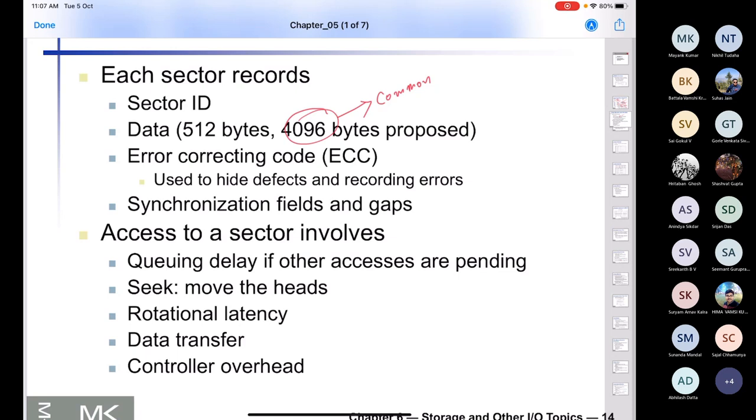Now, how do I access a sector? First of all, there is a queuing delay involved if other accesses are pending. What is this? For now, ignore this. I will explain it later. What is a queuing delay? What about other accesses?